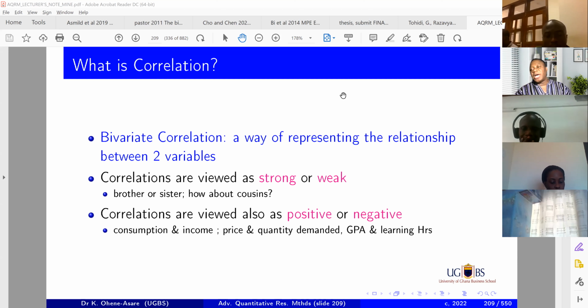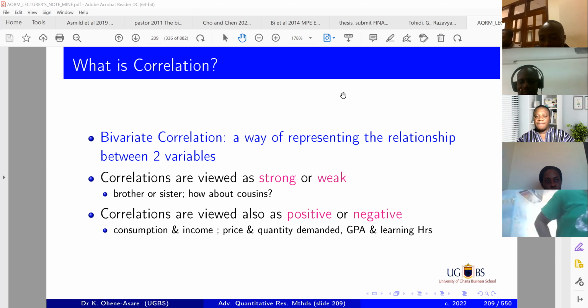So some of you can have strong relationships with your spouses. Some of you will also have weak relationships with your spouses, with your partners. So correlation can be strong or weak, but it can also be negative or positive. What is the relationship between price and quantity demanded? Canton, what is the relationship between price and quantity? Emmanuel Martinson. All right, Ajua, what is the relationship?